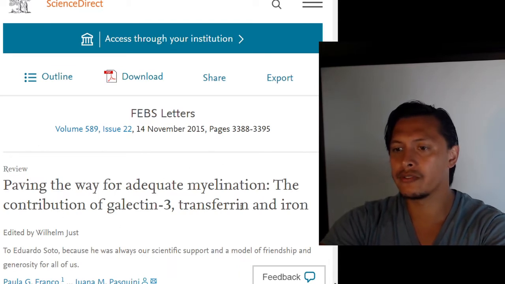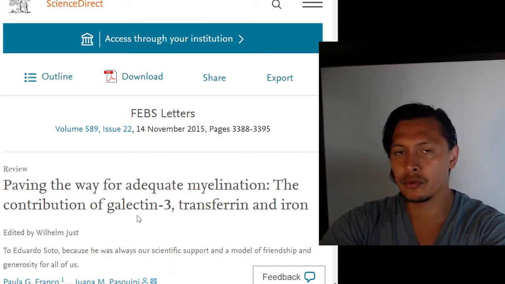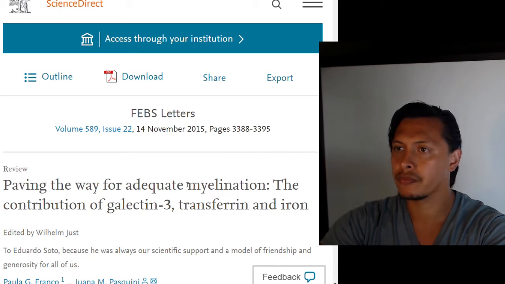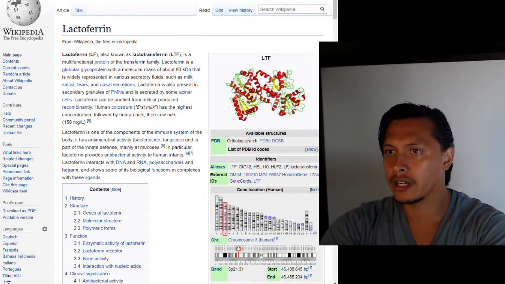Yeah, so Galectin-3 is very important in myelination. Okay, I might have to do more reading on all that later.